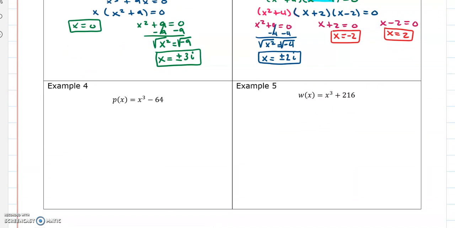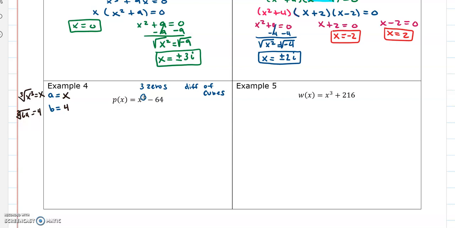All right, let's do example 4, and then you can try example 5 on your own. We have a cube, so we're going to have 3 zeros. And then notice this is a difference of cubes. So kind of like what we learned yesterday with difference of cubes, I'm going to take the cube root of both pieces. So the cube root of x to the third, that's going to give me x. So a is x. And then the cube root of 64, that gives me 4, and that's your b.